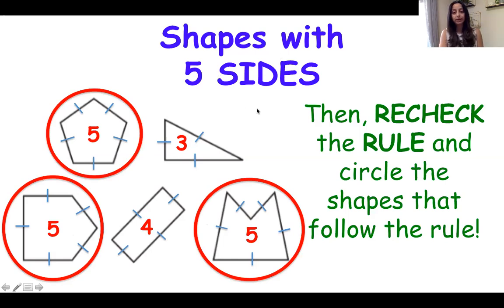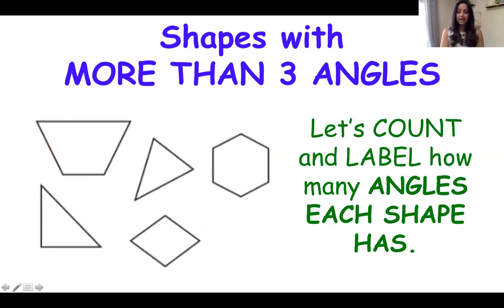Let's try another one. This time, we're circling the shapes with more than 3 angles. Now, really pay attention to this clue. It says more than 3 angles. That means it can't have 1 or 2 or even 3. It has to have more than 3 angles. So that means it's going to have 4 angles or 5 angles or 6 angles.